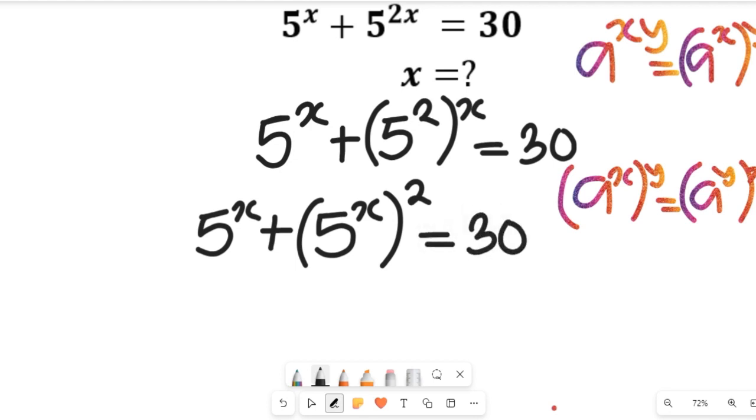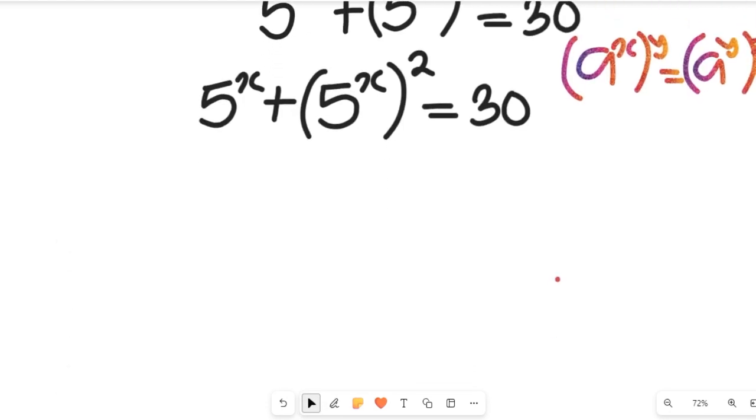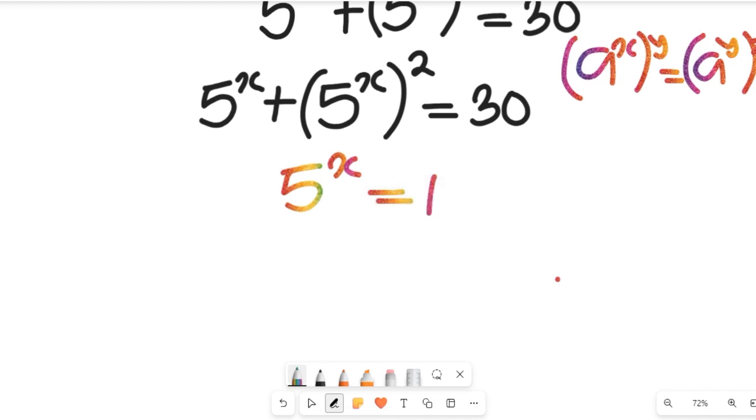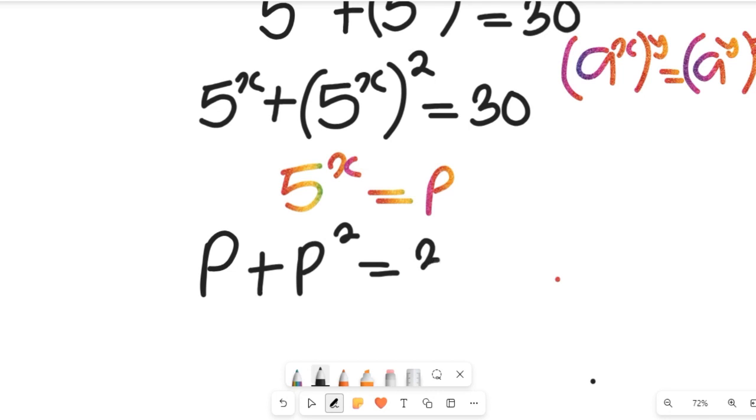Great. Now to simplify this further, you come to see one unique thing, and that unique thing is 5 to the power of x. So let's let 5 to the power of x be equal to p. If we let 5 to the power of x be equal to p, that signifies that wherever we see 5 to the power of x, we replace it with p. So we'll have p plus p squared, and that will be equal to 30.